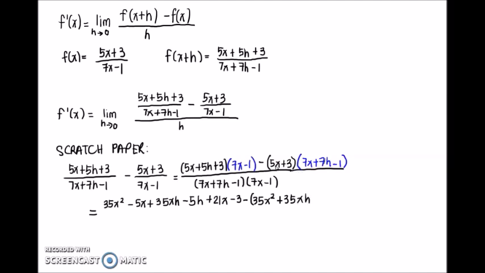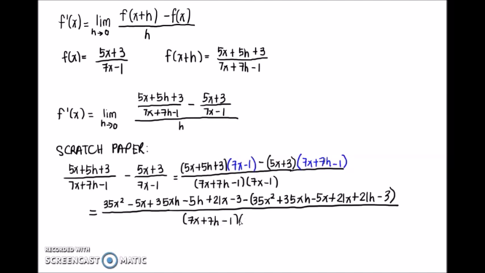And then, 5x times negative 1, that's negative 5x. 3 times 7x, that is 21x. 3 times 7h, that's 21h. And 3 times negative 1, that is negative 3. And then, all over, pwede natin itong i-multiply or kahit retain muna natin siya na nakaganyan. 7x plus 7h minus 1 times 7x minus 1.